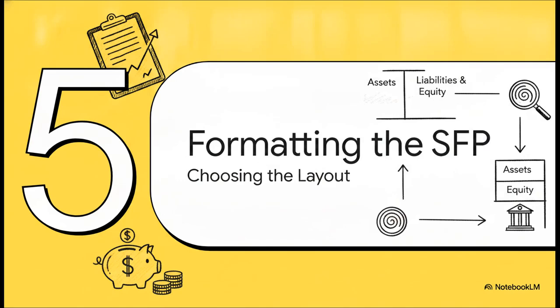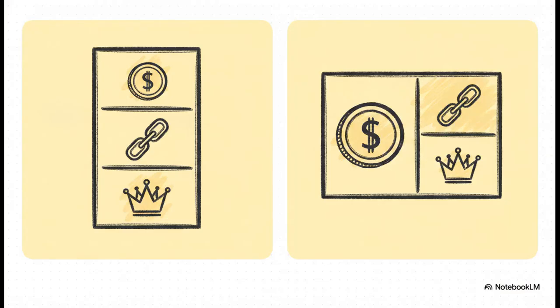And our final stop, Section 5, formatting the statement, choosing the layout. The SFP generally uses two main formats, and it's absolutely vital to know that they both show the exact same information. They're just arranged differently. First, we have the report form. This is a top-to-bottom vertical list. It starts with assets, lists liabilities right beneath them, and finishes with equity at the very bottom. It's super easy to read in a narrative report.